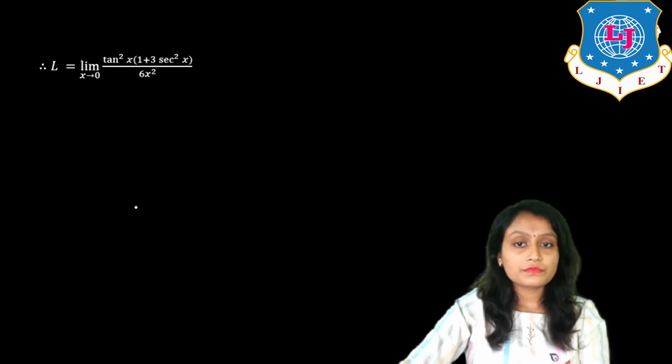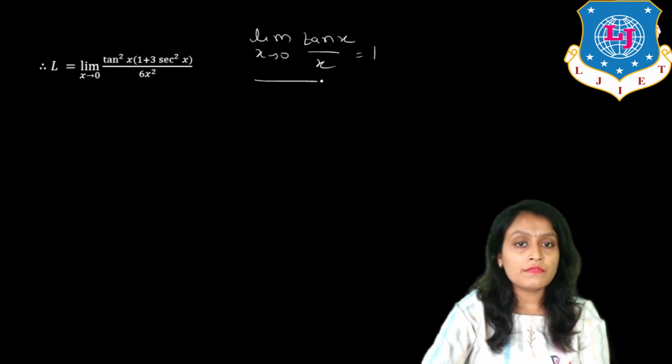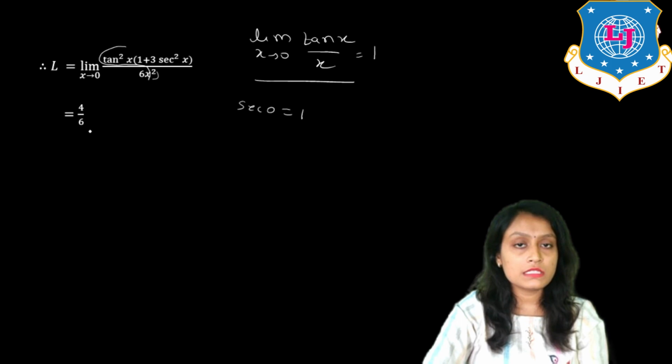Now take tan square x common, so you will get 1 plus 3 sec square x, upon 6x square. Here we use this limit, that is limit x tends to 0, tan x upon x is equal to 1. So we will use this formula here, for this tan square x upon this x square. This will become 1. So what will remain is 1 plus 3 sec square x upon 6. Now in place of x, if you substitute 0 here, you will get the answer of sec 0, that is 1. So on numerator you will get 4 and denominator what will remain is 6. Simplify, so you will get the answer of L as 2 by 3.